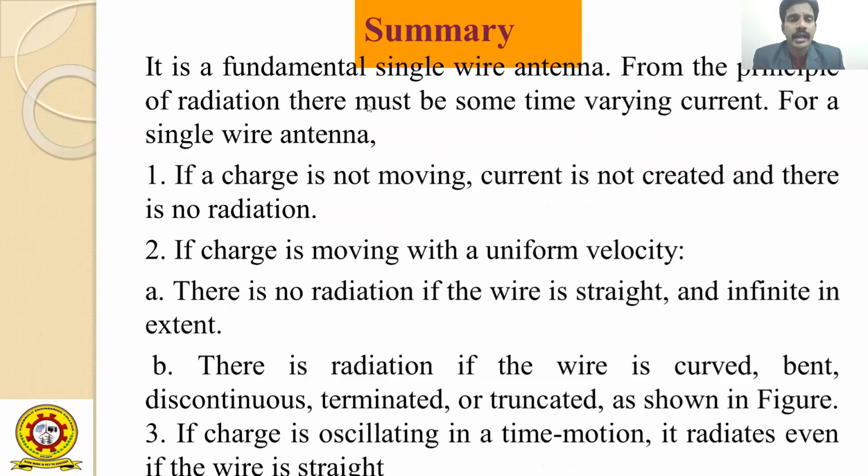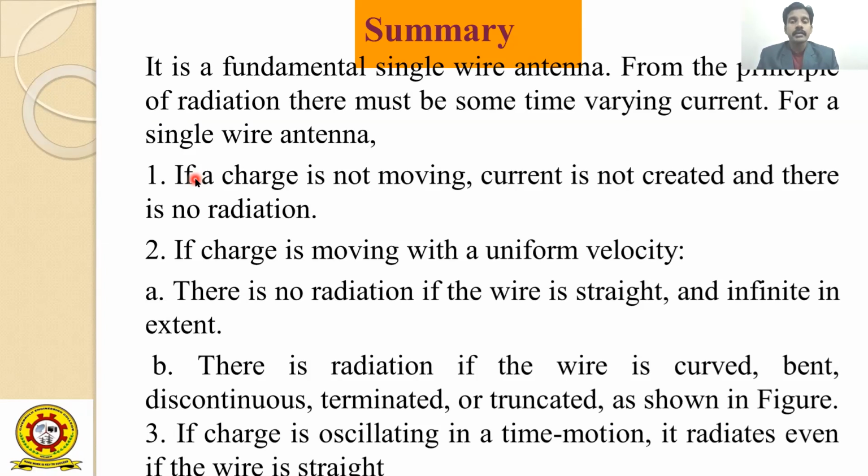Finally, with this radiation mechanism, you are able to understand that there is no charge movement or current if the wire is straight, and there is no radiation. Why? Because if your wire is straight, there is no movement of charge carriers, so there is no development of di by dt. Therefore, no current. If the charges are moving with uniform velocity, as per our previous discussion, there is no radiation if the wire is straight or of infinite extent.